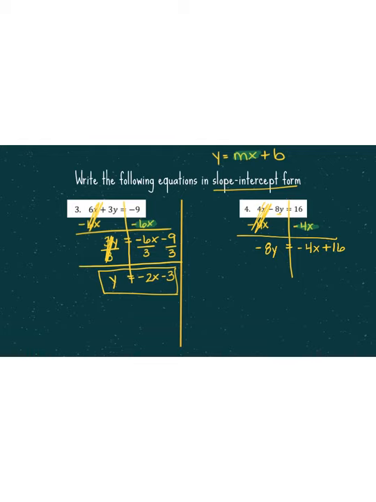In order to get y by itself, we have to divide by -8, divide this by -8, and divide this by -8. Okay, that cancels those 8's out, so I'm left with a y, which is what I want for slope-intercept form, so I'm good there. Again, if you have a negative here and a negative here, a negative and negative turn into a positive. So I know it's going to be a positive.